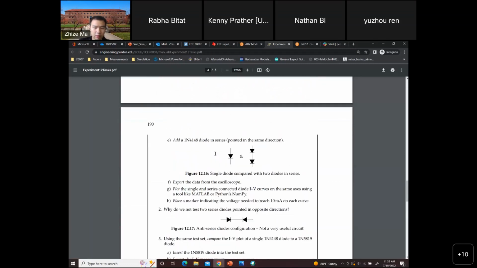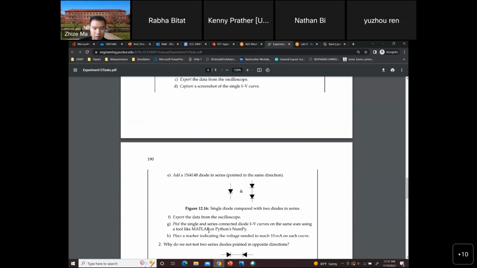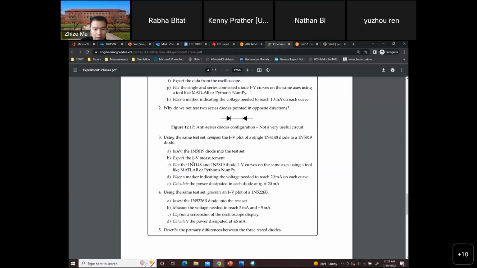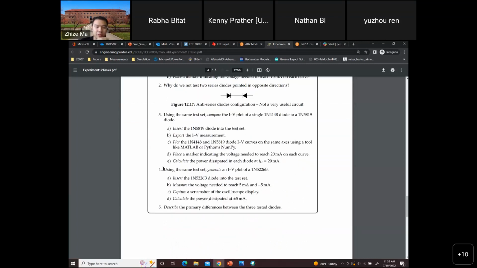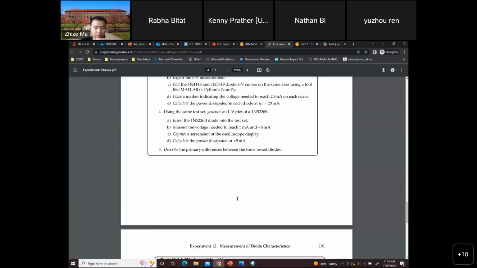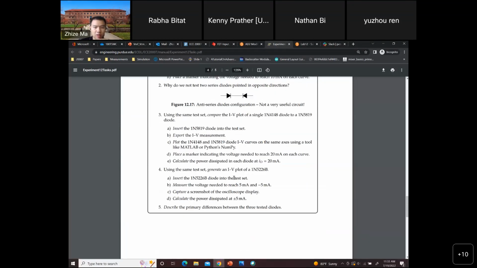Here, I would suggest you use MATLAB because it's easier to put a marker in MATLAB. You see this step, you need to put a marker in the plot. And step number 4 here is asking you to generate the IV curve on the AD2. It just says to capture a screenshot, but actually you do need to export the data. You don't need to show the data in this task, but you will need the data for the last task. So make sure you export the data for all 3 diodes.